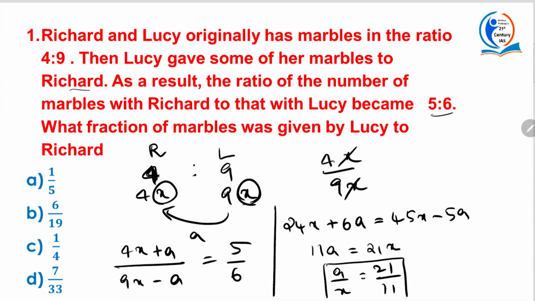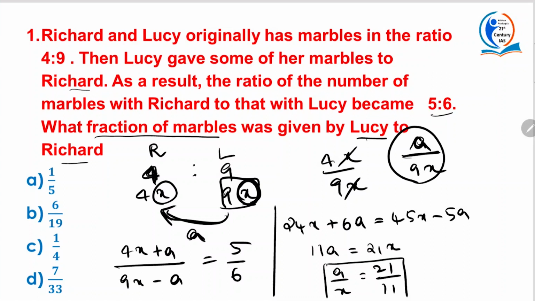Now what are they asking? What fraction of marbles was given by Lucy to Richard? So how many marbles did Lucy originally have? It is 9x. And how much did Lucy give? A number of marbles. So the required ratio is A by 9x. That is the number of marbles she had given to the original number of marbles she had. This is the required ratio.